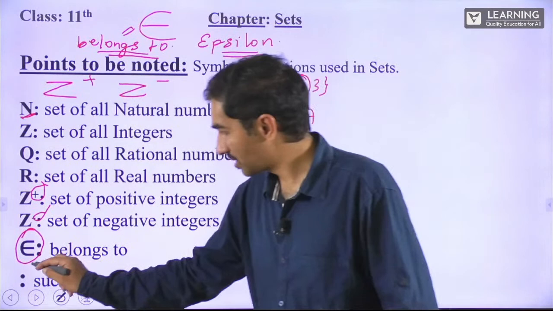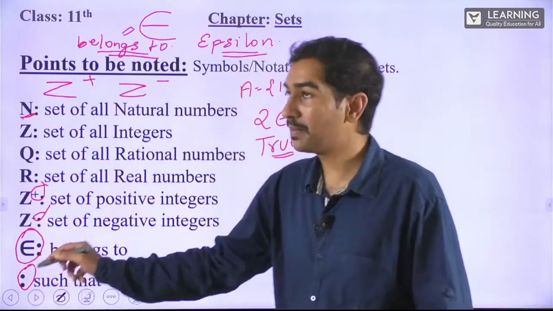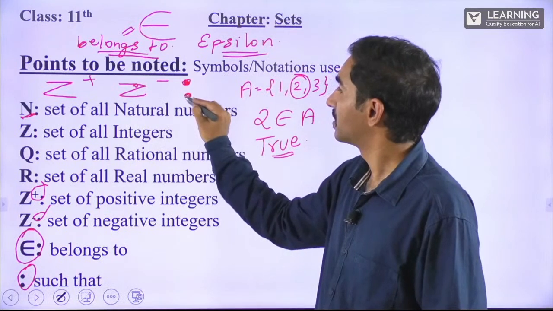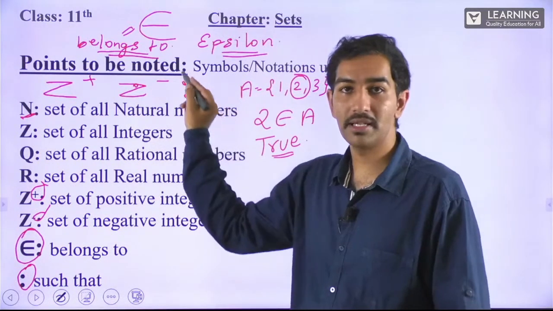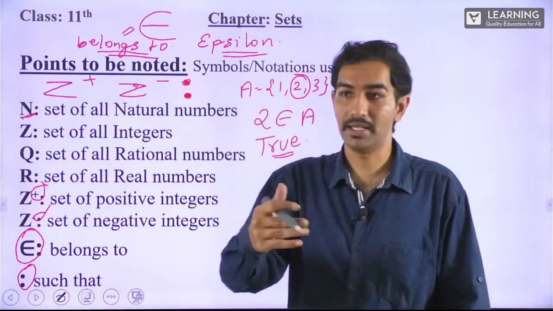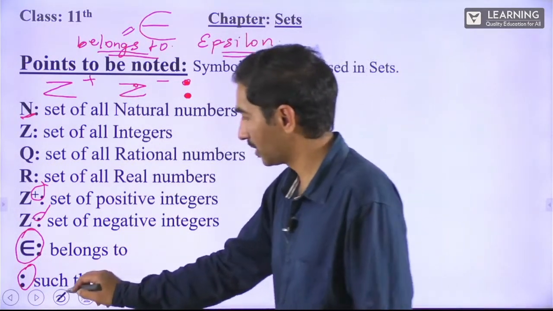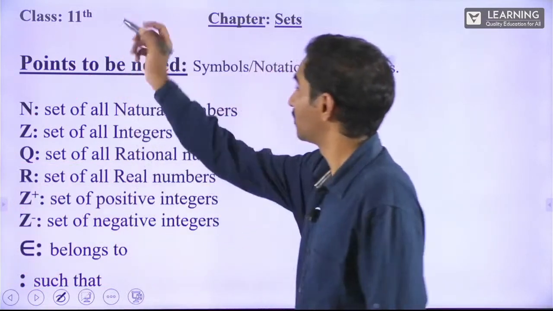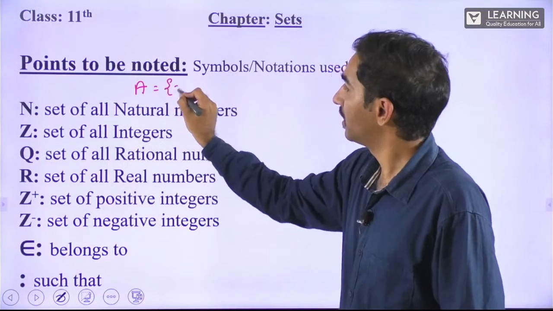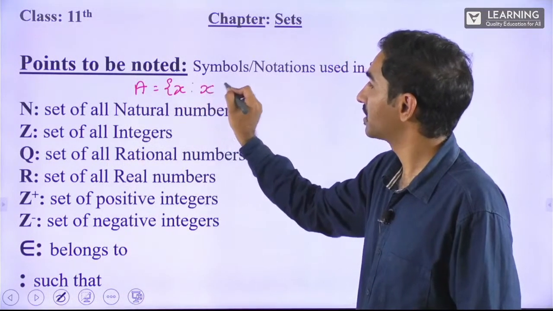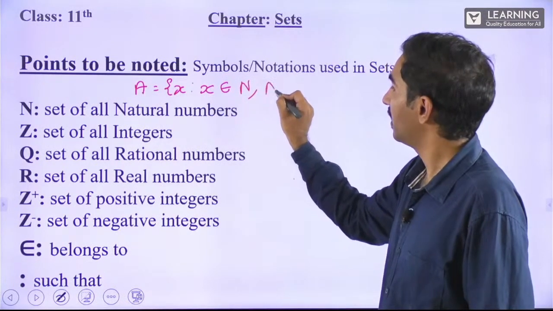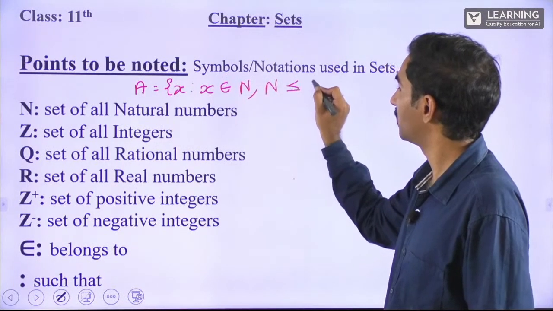And what is this, students? The very last thing here. It is a semicolon like this. How do you read this? You must read this as such that. Another example for such that: let us take A is equal to x such that x belongs to N and x is lesser than or equal to 10.